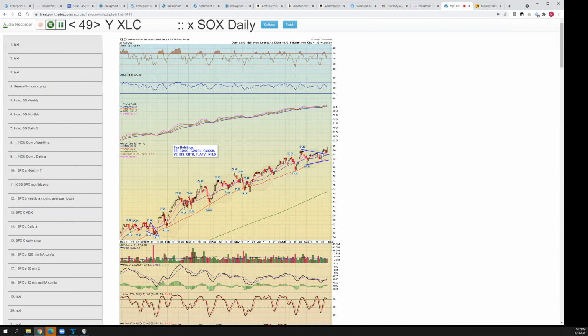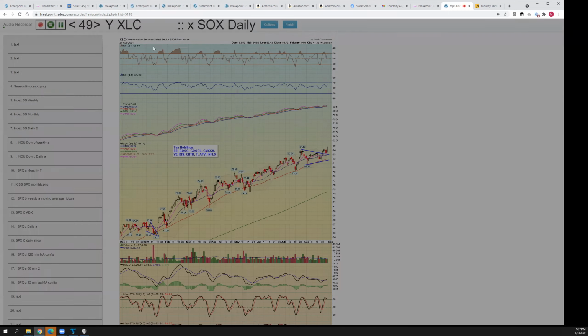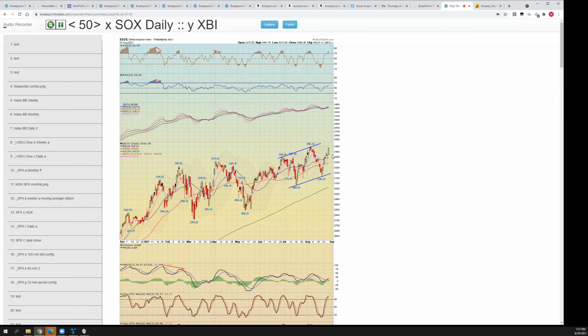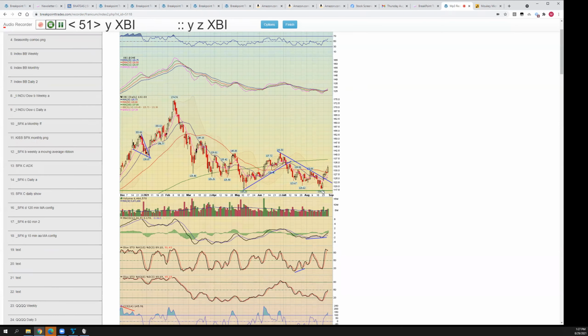Broke out of a coil, flagged, still looks healthy. Next, chart 48, here's semiconductors. Next, chart 51, biotech. This was a nice lower risk long last week near this double bottom support. I'm long a position of this.